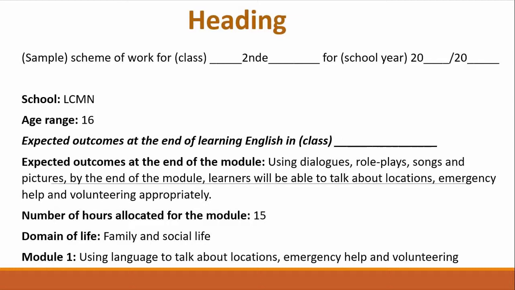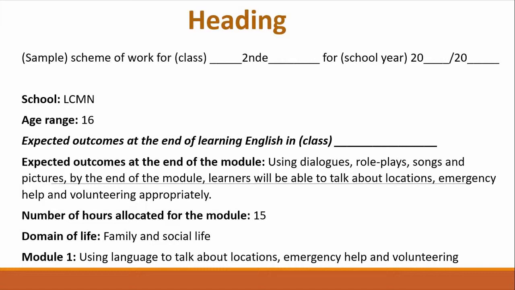Watch and listen carefully. We are in the class of second, and this is the sample of the first week of the class of second. So the first thing that we need to do, as we said, we have the heading before coming to the table, and in the heading we have the indicators of the class and the school year: scheme of work for the class of second for the school year 2019-2020, for example. And for the school, we have, for example, Lycée Classique et Moderne de Gaoundéré. The age range, we have 16 years.